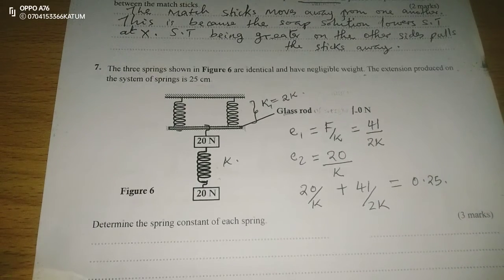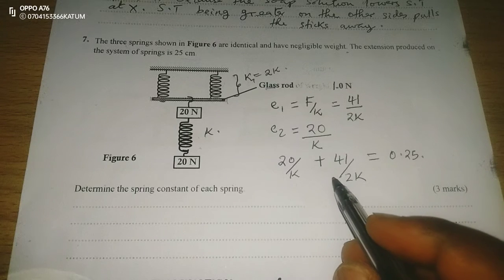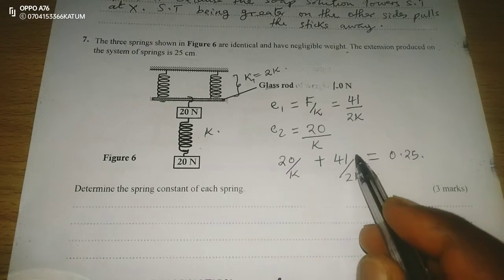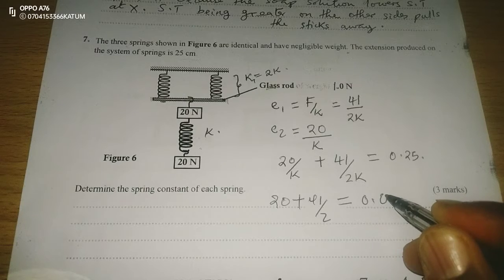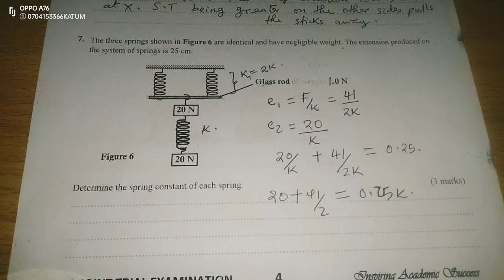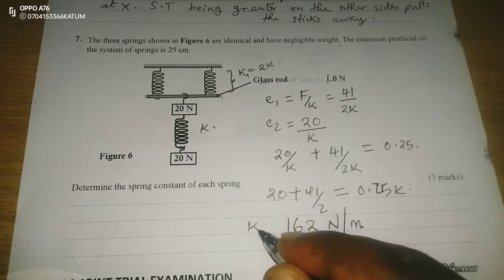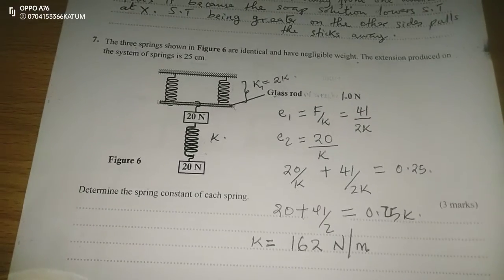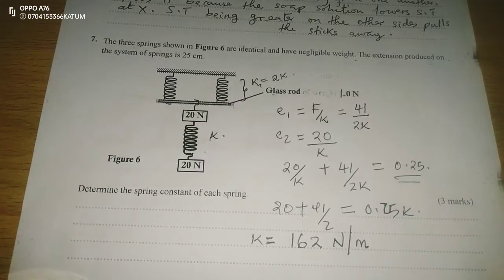I'm trying to make it in SI units. Yes, 0.25. So we can multiply this by K all through, so that this part becomes 20 plus 21 over 2 equals 0.25K. That means we can take 21 over 2, then we add 20, then we divide by 0.25. This gives me exactly 162. This should be newtons per meter as the spring constant, the value of K. So that is the quickest approach I would advise learners to follow. Express respective extensions, then add them and say that they would be equal to the given extension in the system.